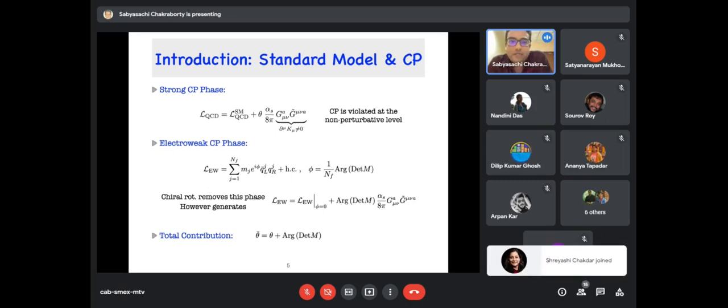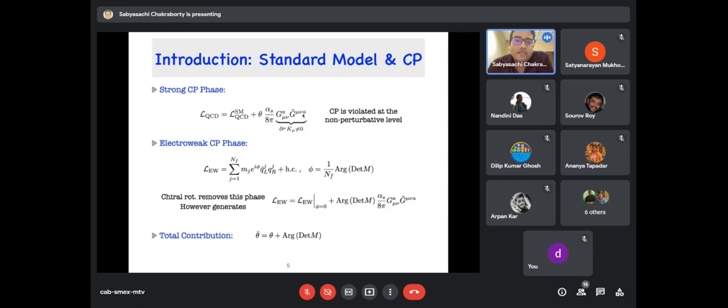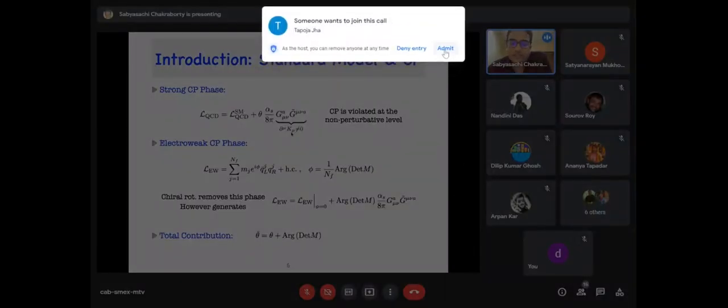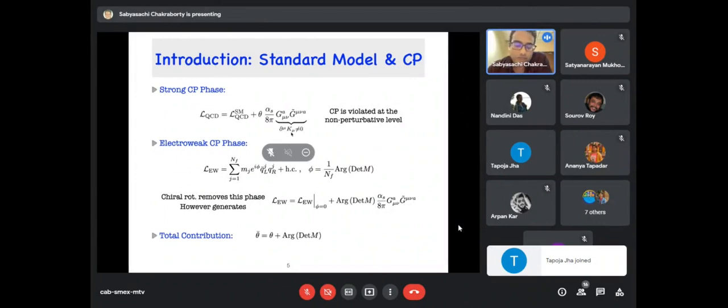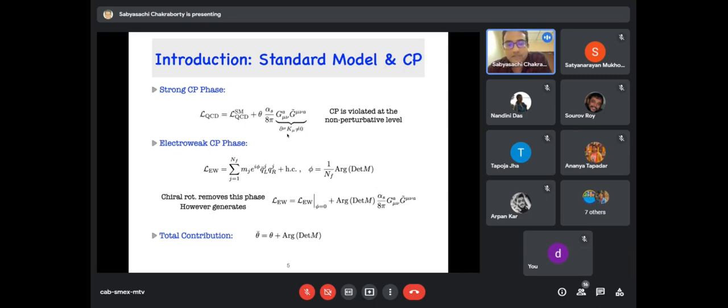Now, firstly, let me talk about what the strong CP problem is. The standard model Lagrangian can be extended by a theta term, which is a G G-dual term. This term is parity violating and therefore CP violating. Now, interestingly, this term can be written as a total derivative, and we all know that a total derivative reduces to a surface integral, which vanishes at the boundary. But this is true for perturbative field configurations. For QCD, because of instanton effects, this total derivative is non-zero. Therefore, CP is violated at the non-perturbative level.